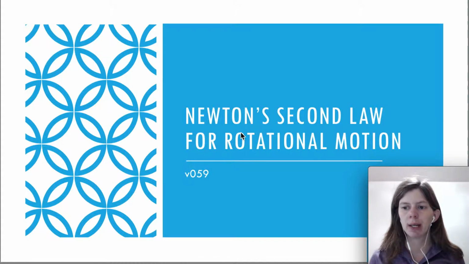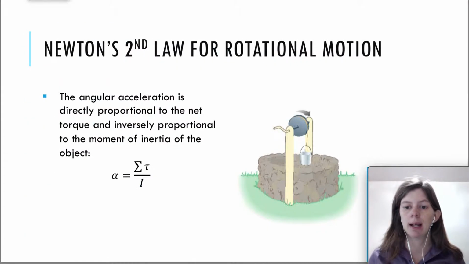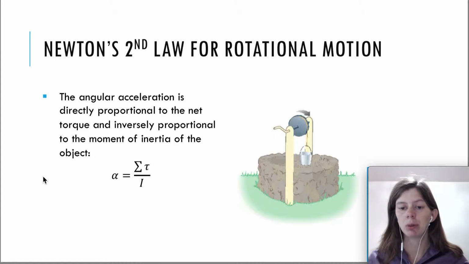I'll be talking about Newton's second law for rotational motion, so how Newton's second law applies when objects are rotating. It turns out that it has the exact same form as before. If you remember, before it used to be a equals the sum of the forces over m. Well, now the angular acceleration is directly proportional to the net torque and inversely proportional to the moment of inertia. This makes sense because alpha is the rotational equivalent of a, torque of the force, and I of the m.